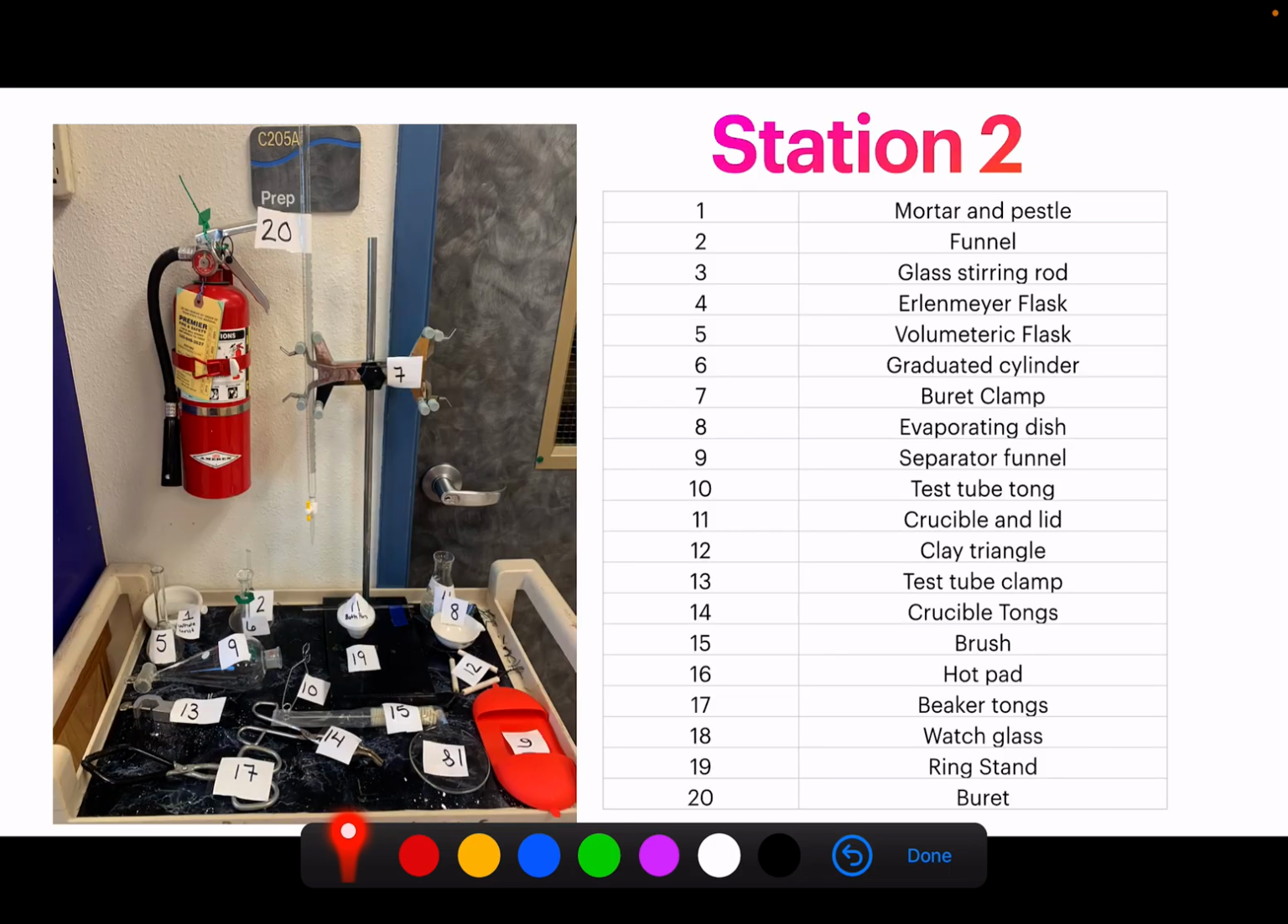Station 2, this is a list of the equipment that I asked you to look over, to review again, to get yourself situated with what we're using in lab.